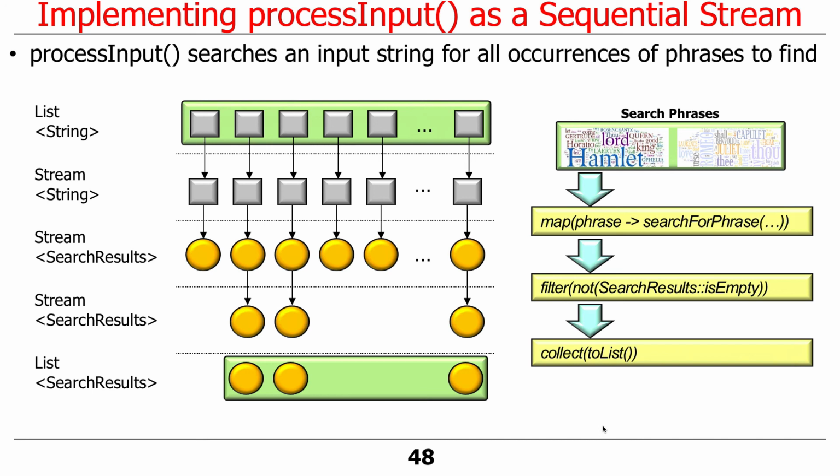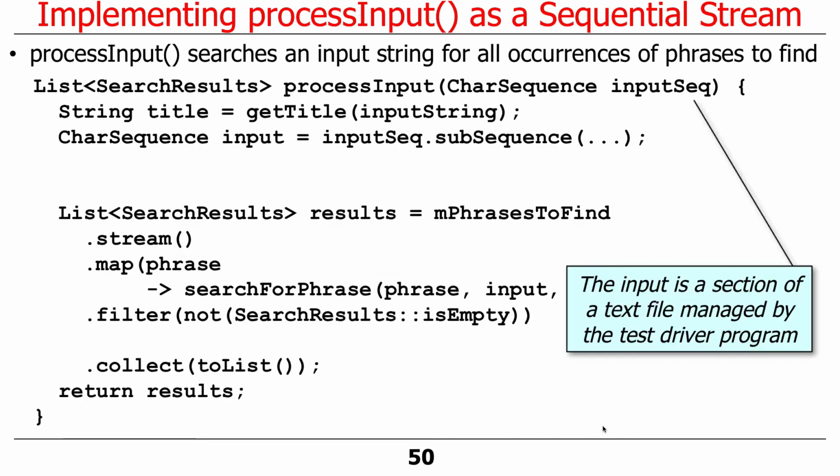This is yet another stream. What this does is convert the list of strings it gets, which correspond to search phrases, into a stream of strings. It'll search them, filter out the results, and then return the results as a list. So here's what it looks like.